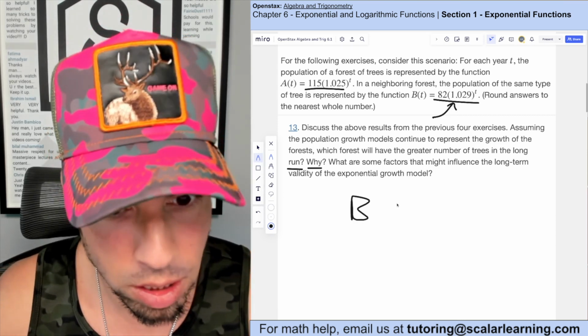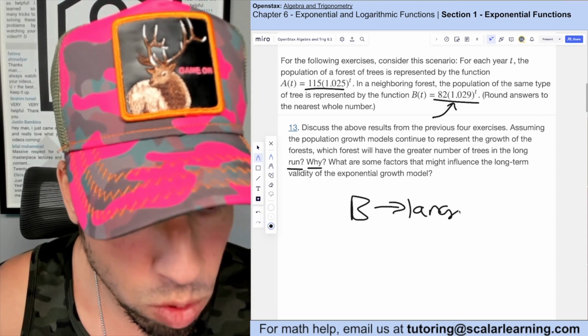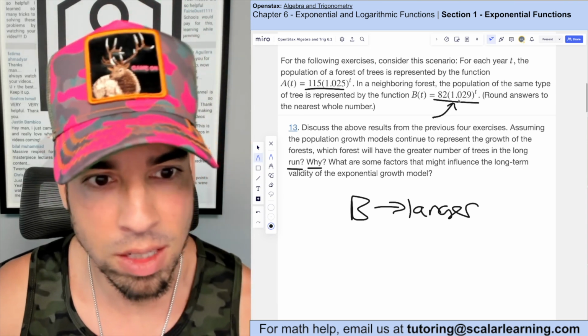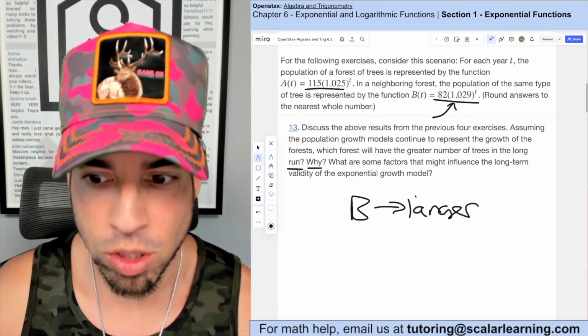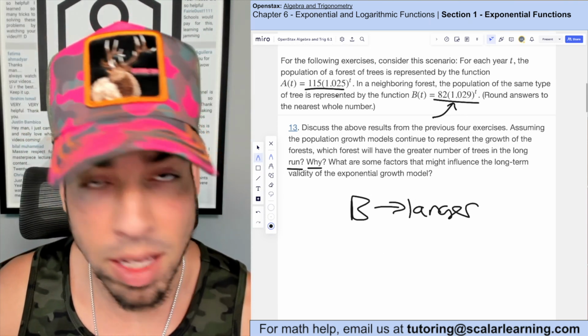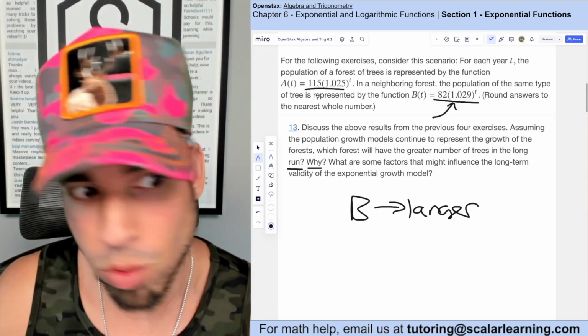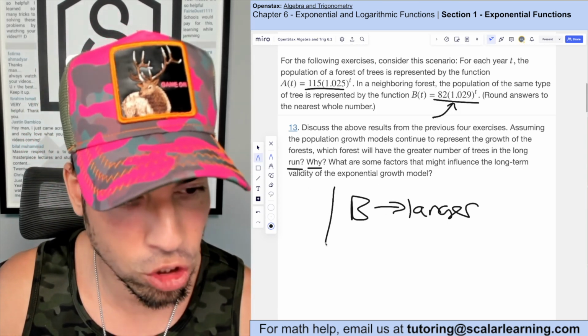So eventually B will be the larger one, and that's going to happen just because, again, the growth rate is bigger. So assuming nothing crazy comes in that disrupts the model, like a drought or a disease or something like that, B is eventually going to be larger.